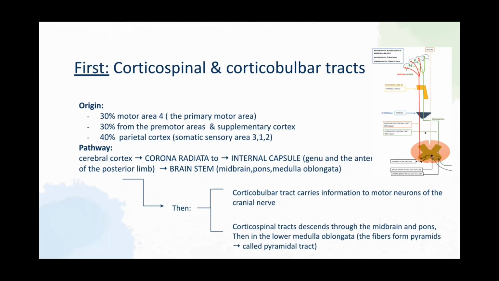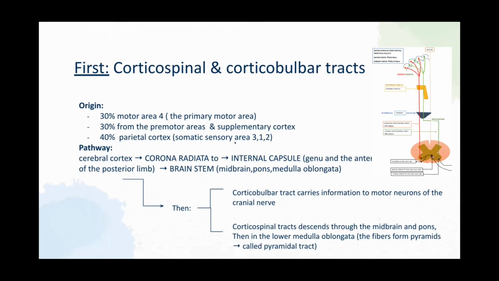In the medulla oblongata the crossing will happen, we will talk about this in a bit. Now the corticobulbar tract carries information to the motor neurons of the cranial nerves. This one is responsible for the cranial nerves, while this one is responsible for the other nerves lower than the cranial nerves, so the body, the hands, legs, and so forth.